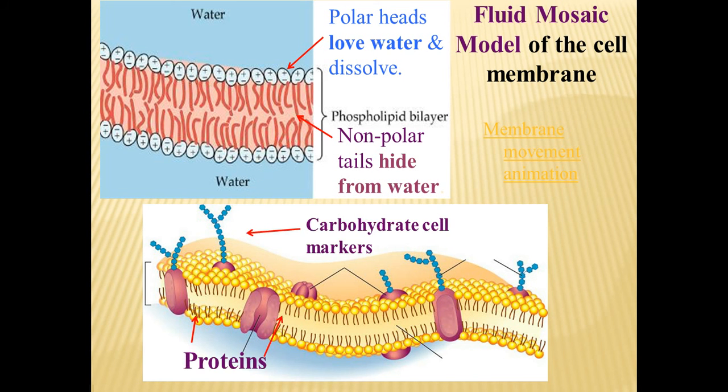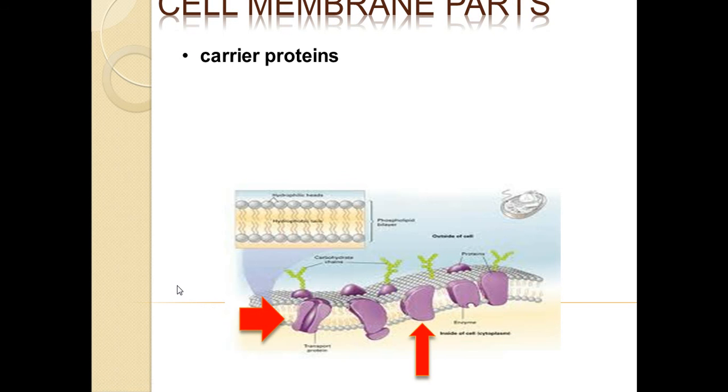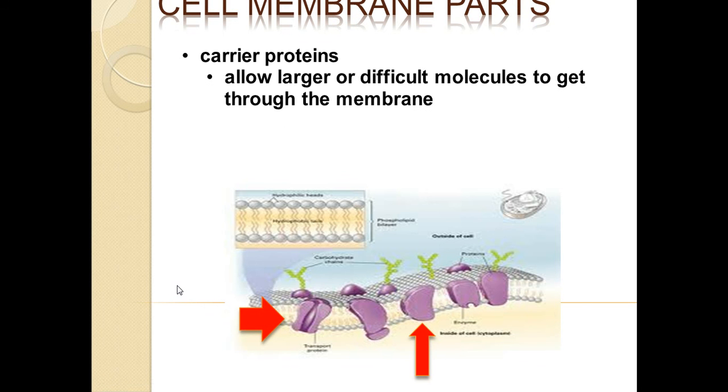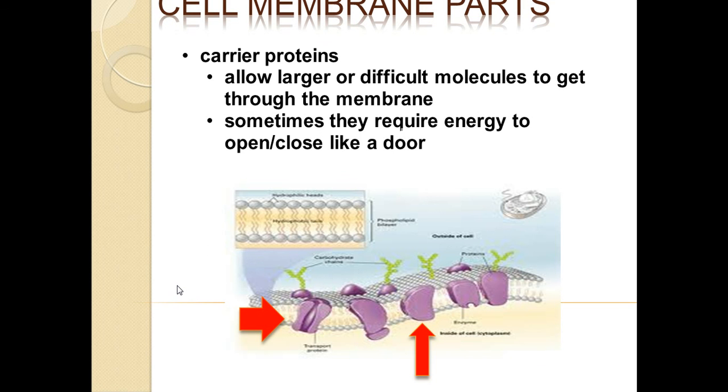These proteins are found, and they kind of make channels or holes for other types of molecules to go through. And these carbohydrate cell markers, and cholesterol is actually found in the cell membrane as well. Carrier proteins in the cell membrane allow larger or more difficult molecules to get through. And sometimes those carrier proteins require energy to open and close, kind of like elevator doors. Other times they simply act like a tunnel and they don't require energy. The red arrows at the bottom are pointing to the carrier proteins.